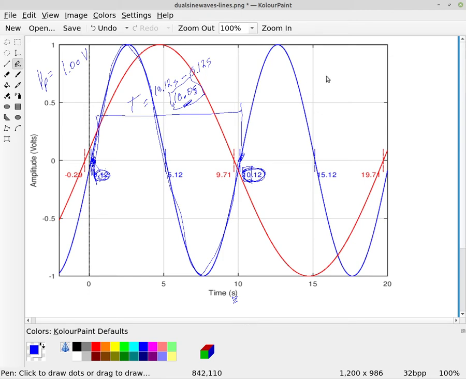So the phase shift, theta here, is going to be the total time for one complete cycle, which is 10 seconds. We're going to divide the amount of time it takes for it to begin crossing 0, which is 0.12 seconds, by the total time for one complete cycle, which is 10 seconds. The seconds cancel out. Now we're going to multiply that times 360 degrees, so the unit for that is going to be degrees.